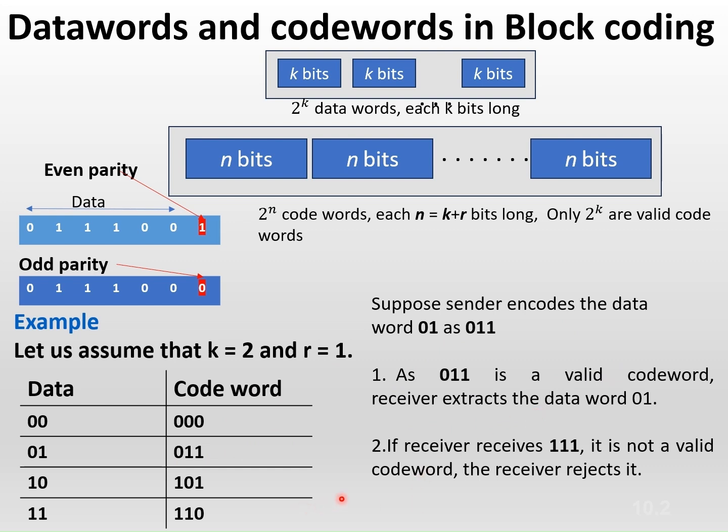But suppose the receiver received 1 1 1. How is that possible? Maybe the 0 bit got altered to 1, and then it will be 1 1 1. But then the receiver will check the valid code words. 1 1 1 is not a valid code word, so the receiver will discard this code word because the data is corrupted.